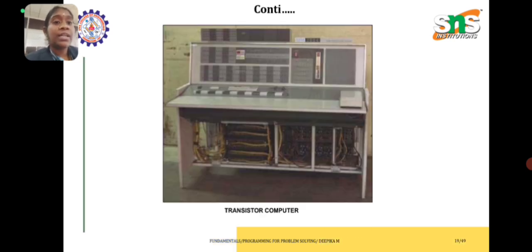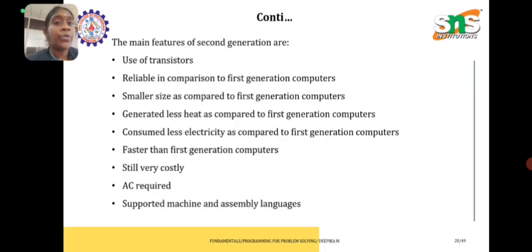This is a transistor computer, made by using electric devices and electronic particles. So these are the transistor computers. The main features of the second generation are the use of transistors. First of all, we use transistors in the second generation, and they are reliable when compared to first generation computers.